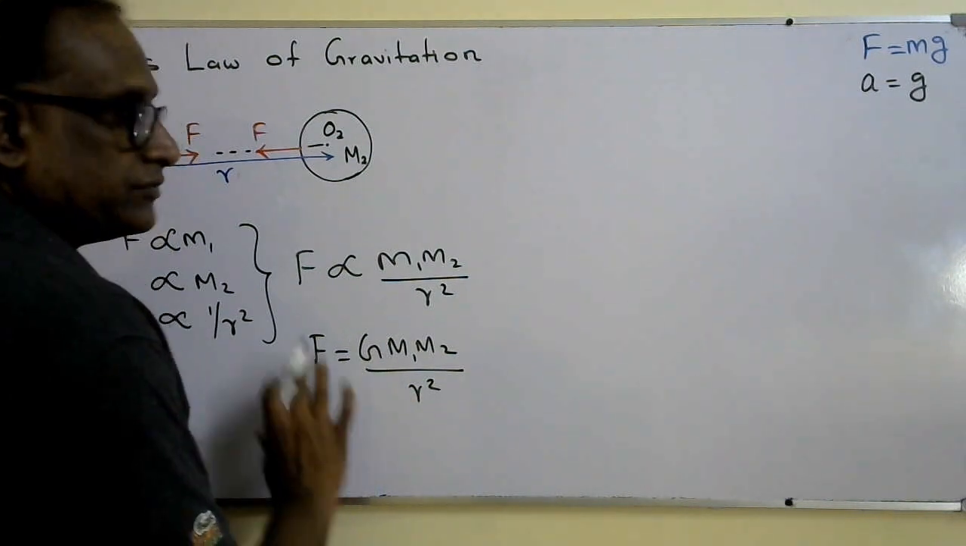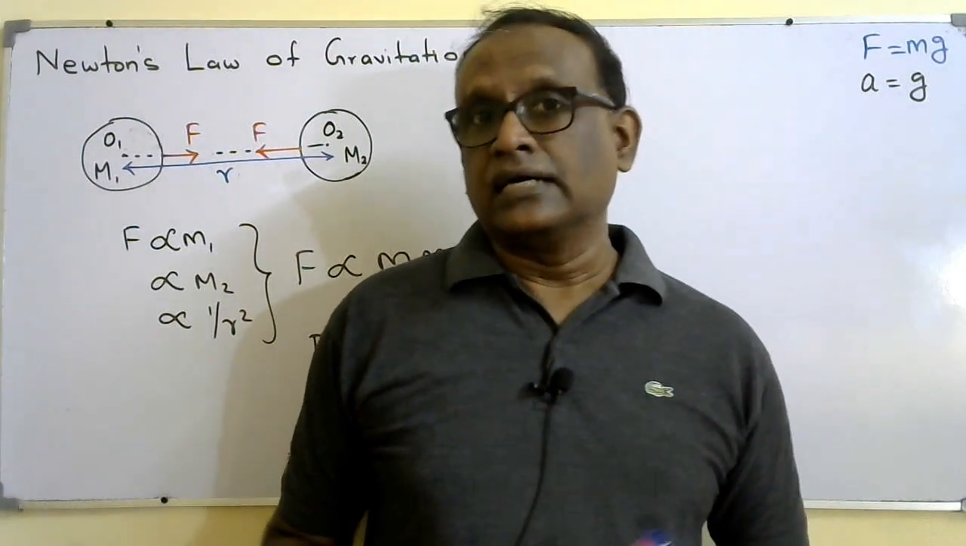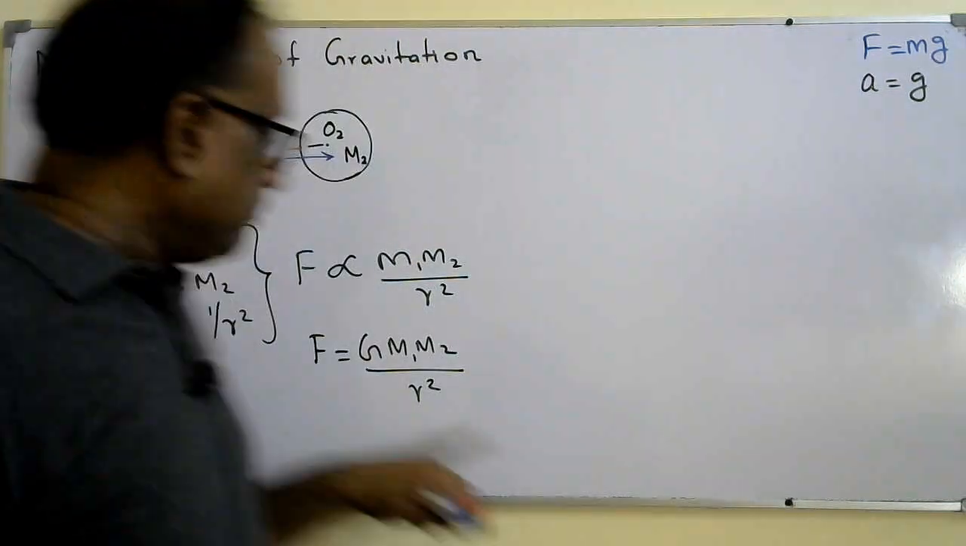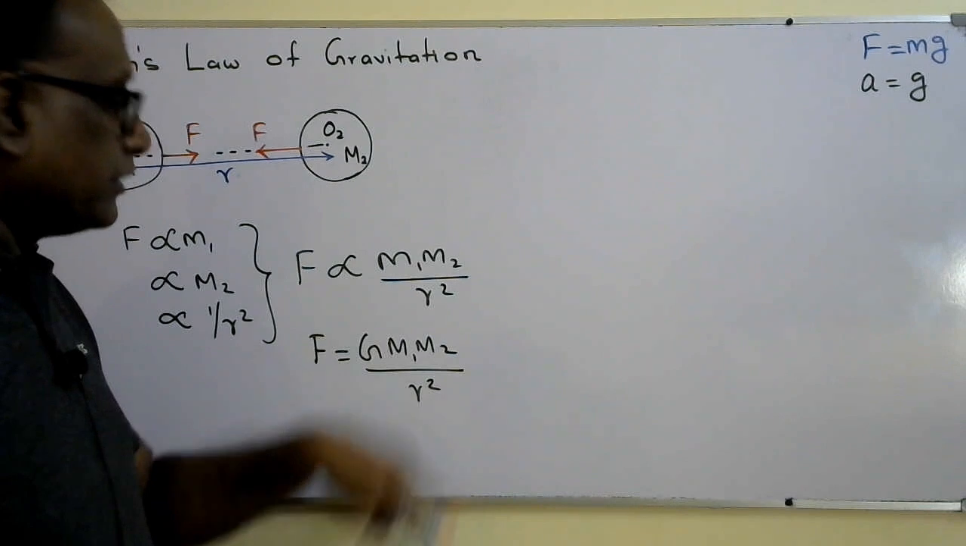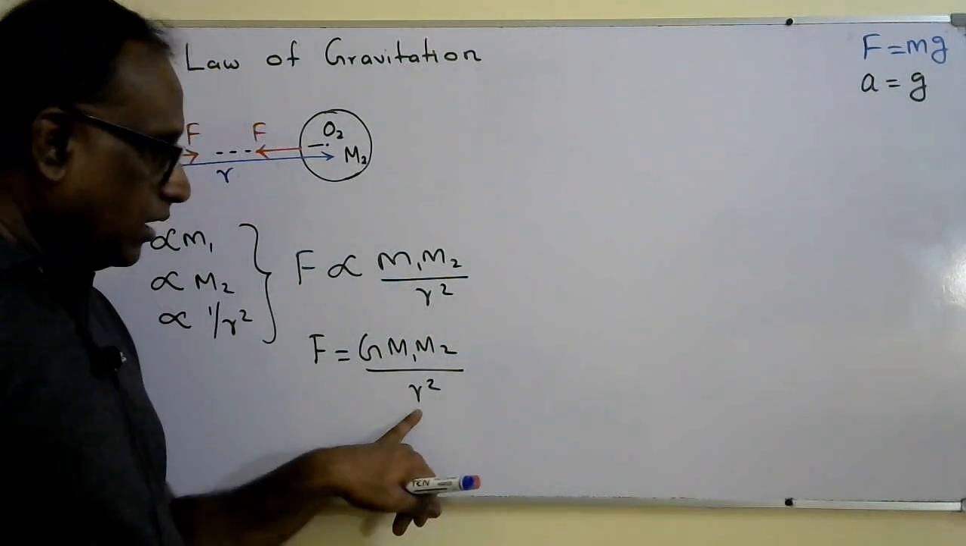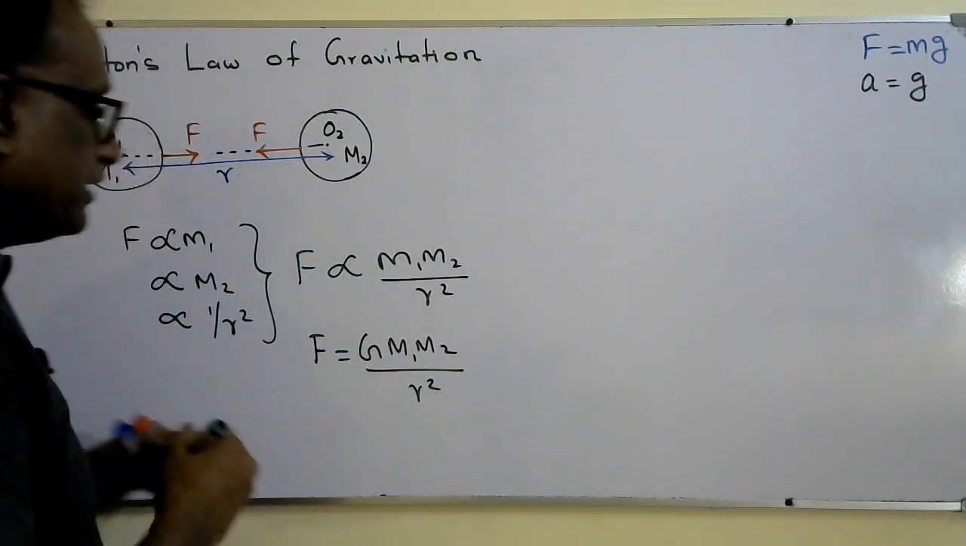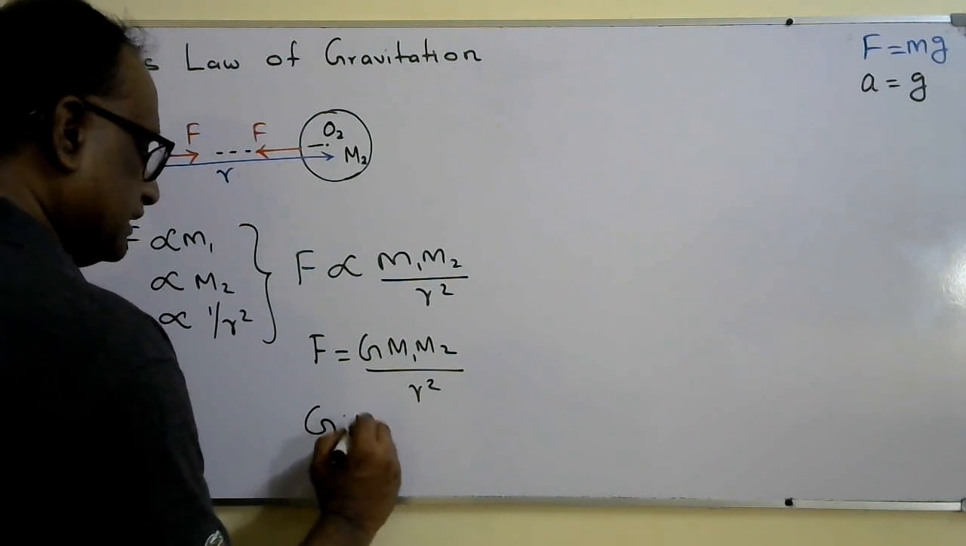You can compare this with F equals k q1 q2 over r squared, which we used in electric field in Unit 4. Similar type: F equals G m1 m2 over r squared, where m1 and m2 must be in kilograms and r must be in meters. So G is called the universal gravitational constant.